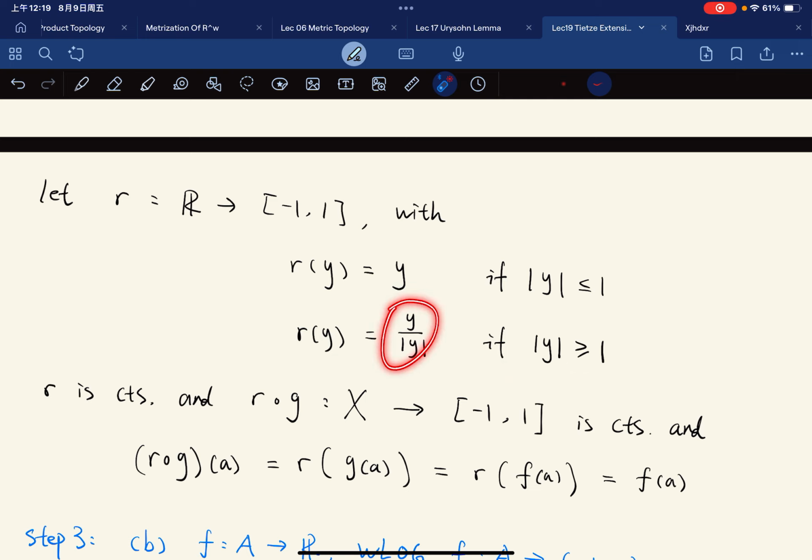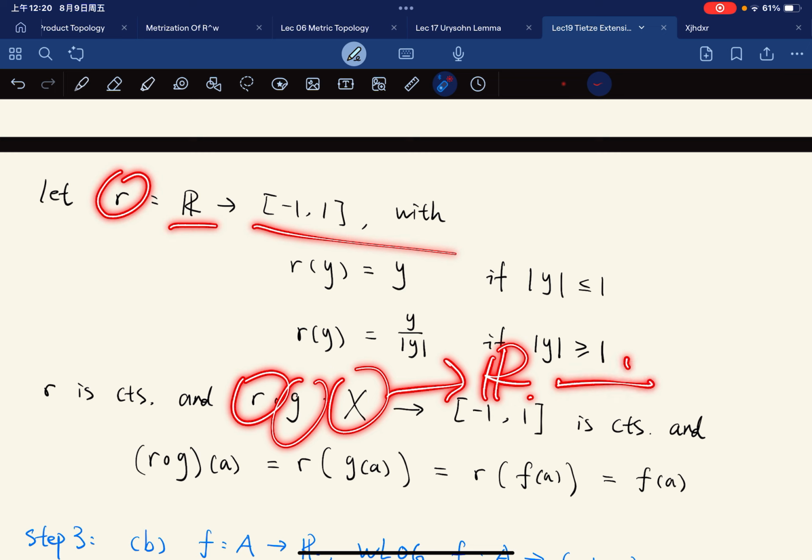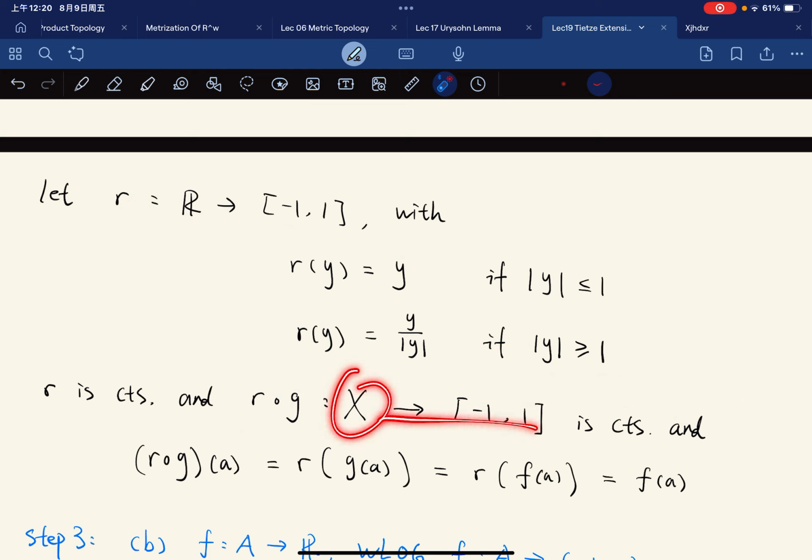Just make it inside the unit interval, right? So this is definitely a continuous function. And r of g, the composition, is also continuous. And it is a mapping from X to [-1, 1], right? Because g maps from X to R, and little r maps R to [-1, 1]. So it maps from X to [-1, 1].